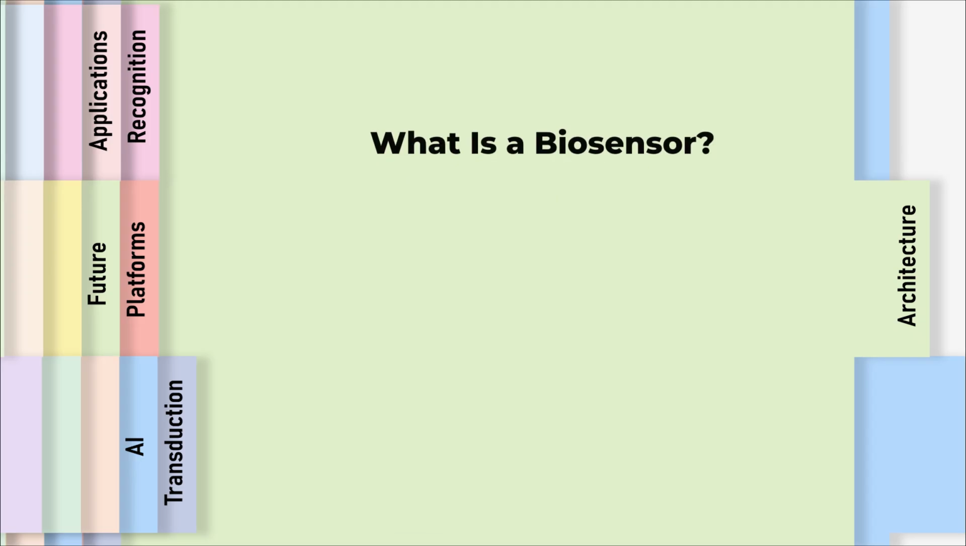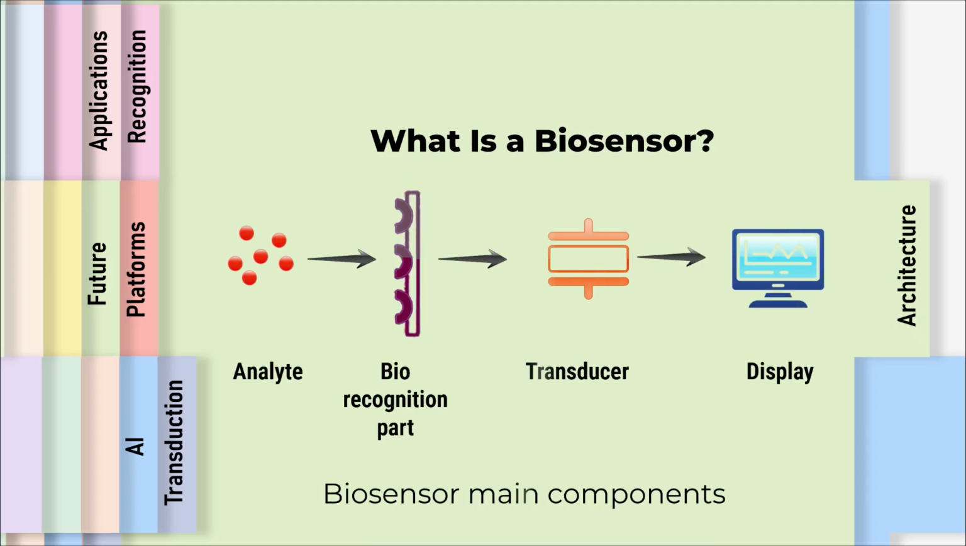What is a biosensor? A biosensor is a bioanalytical tool that detects a biological or biochemical response by converting a biochemical signal into an electrical signal. Every biosensor has four main components. First, the analyte. This is the molecule we want to detect. It can be small molecules, ions, viruses, bacteria, proteins, nucleic acids, or even whole human cells.